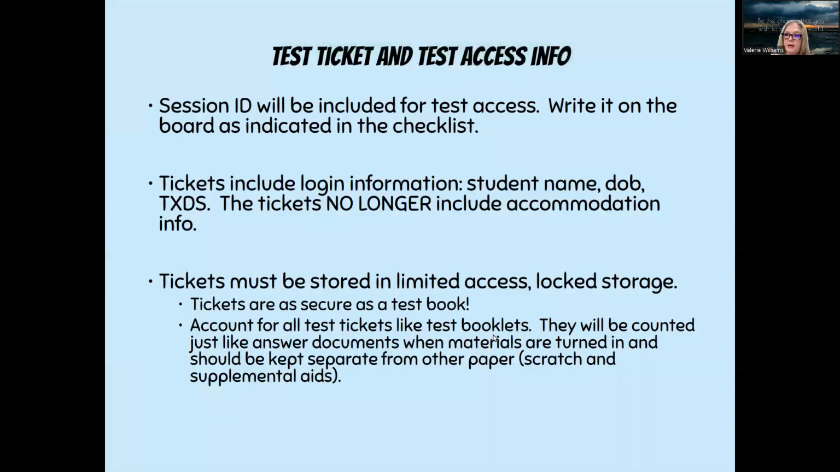All right, the test tickets look different. If you have had a part in the English 2 field test, TELPAS testing, December testing this year, then you already know the test tickets look different. Accommodations are no longer notated on the ticket. It really just includes general information about the student, their birthday, their name, the TXDS number, which is a state identifier that we use for students in Texas schools. And the ticket alone will not get someone into the test. That with their session ID is what gets them into the test.